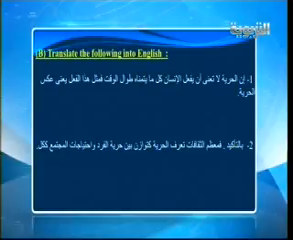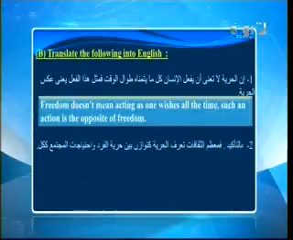Now see, you get the subject first and then you move to the verb. Now try to answer. Right quickly. Okay, check. Freedom, because normally in English we start with a subject. So the subject here, حرية, this is the beginning, we say freedom. Freedom does not or doesn't mean acting as one wishes all the time. Such an action is the opposite of freedom.